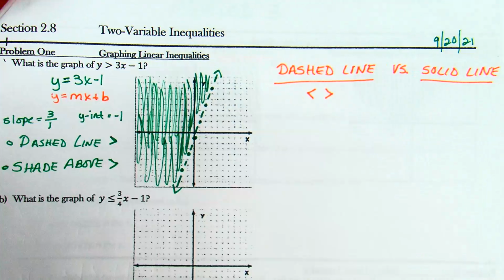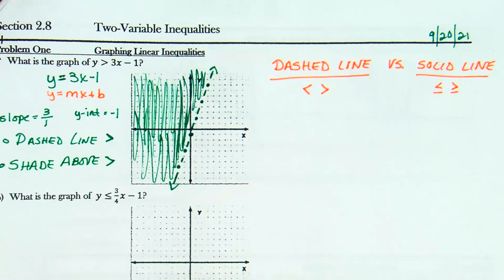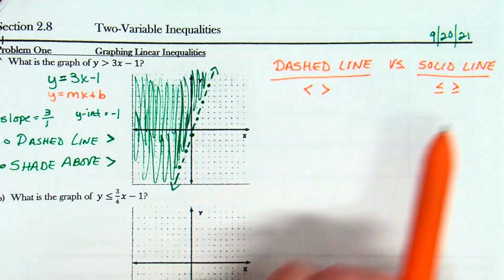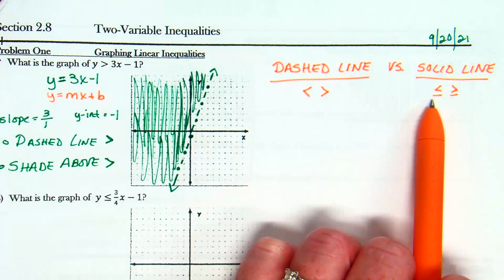Okay. The ones that have the equal to's, right? Greater than or equal to, less than or equal to. Those are how you know what type of line to draw. If it's equal to, I see this little line here that tells me to draw a whole connected line, just a regular line, as opposed to a dashed line.